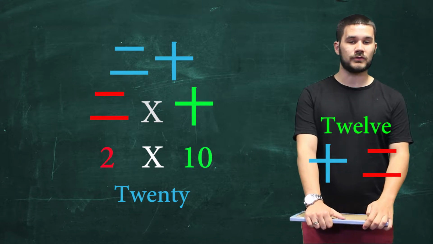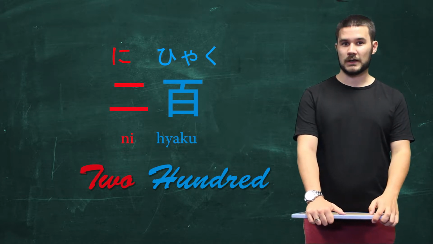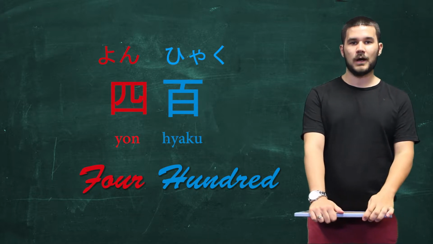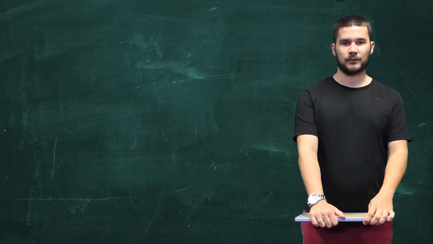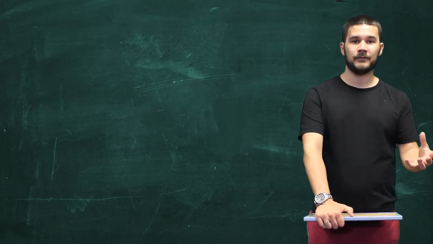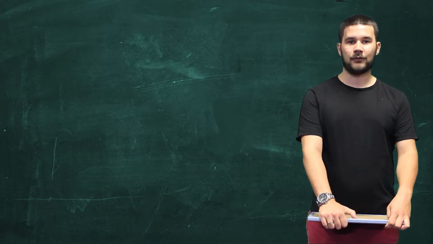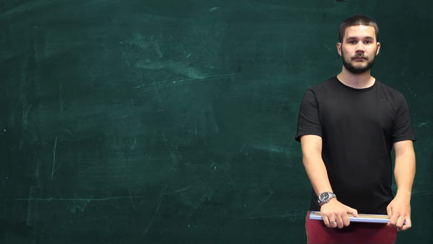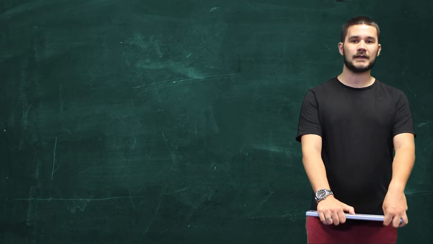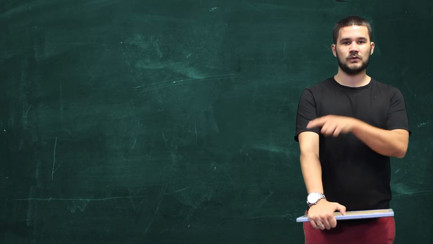Because you know how to say 100, you can also do ni hyaku, being 200. Yon hyaku, being 400, and so on and so forth. Remember that if you're making multiples of a number, to have the smaller number in front of the larger number. And if you want smaller denominations of a number, so 12 for instance, 10 plus 2, you put the smaller number after the larger number. 10 plus 2, as opposed to 2 lots of 10.